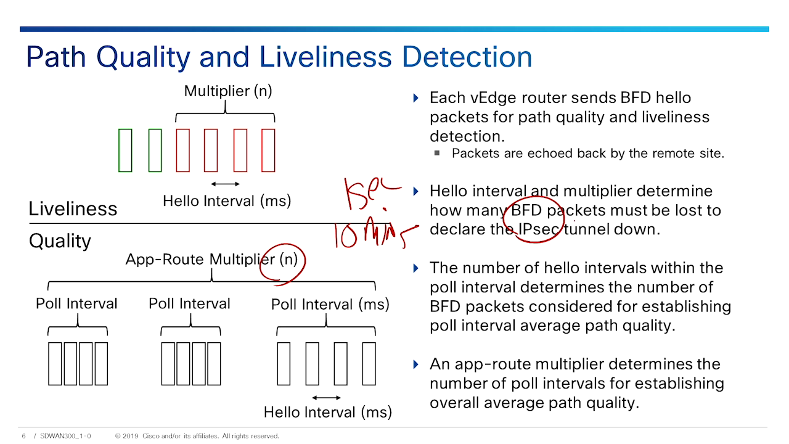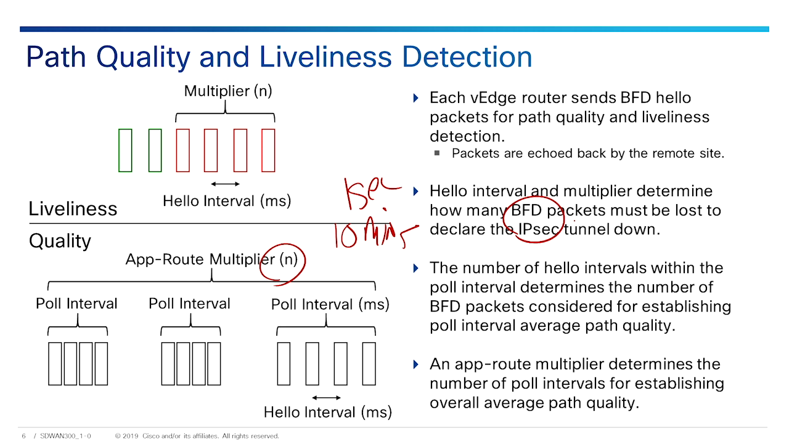Going to send a BFD hello packet for path quality and liveliness detection, and packets are echoed back by the remote site. The hello interval and the multiplier determine how many BFD packets must be lost to declare the IPsec tunnel down. The number of hello intervals within the poll interval determines the number of BFD packets considered for establishing poll interval averages path quality. An app-route multiplier determines the number of poll intervals used to establish overall path average quality.